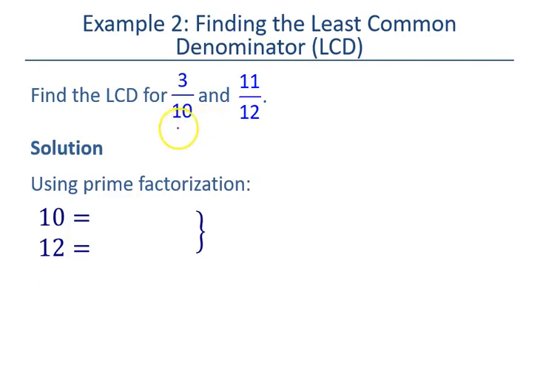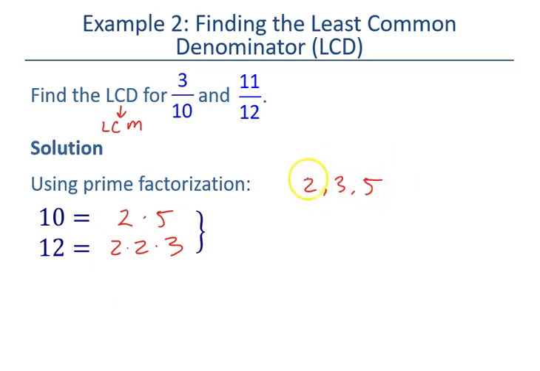Let's find the LCD for 10 and 12. What's going to happen is we need to find the least common denominator. You've just done that. That's the LCM, so you can think of this also as the LCM. We need to do the prime factorization of 10. That's just 2 times 5. How about 12? We can have 2 times 6, but then 6 is 2 times 3. So all my factors are going to be 2, 3, and 5.